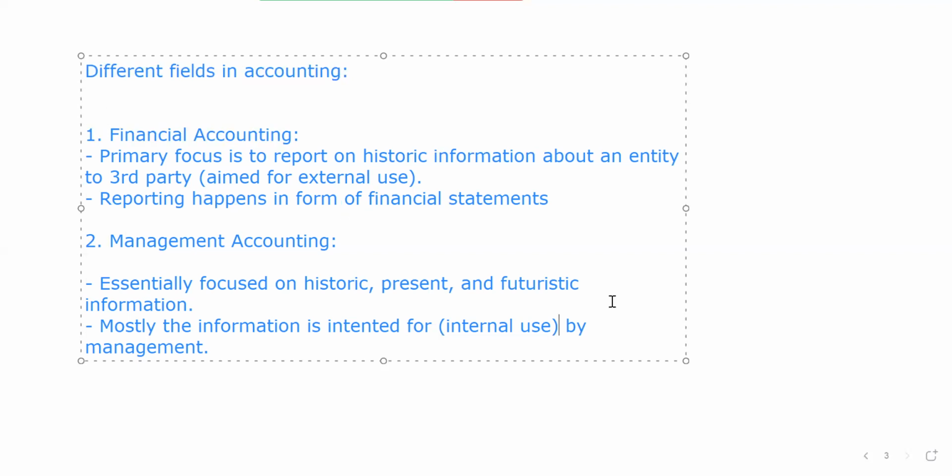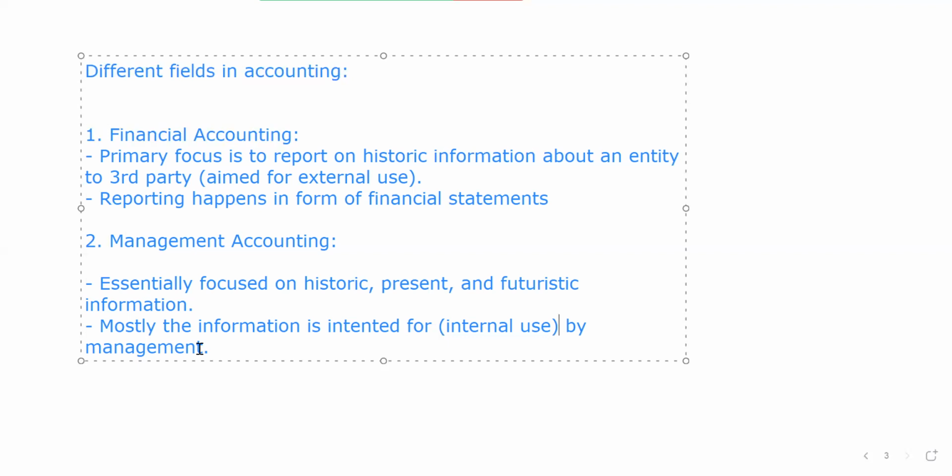So it's used for internal use by management. Management performs management functions, taking you to business management. So what are the management functions that managers perform? Number one, managers plan, managers control, managers direct, managers motivate. And managers evaluate and monitor the use of resources in the business.